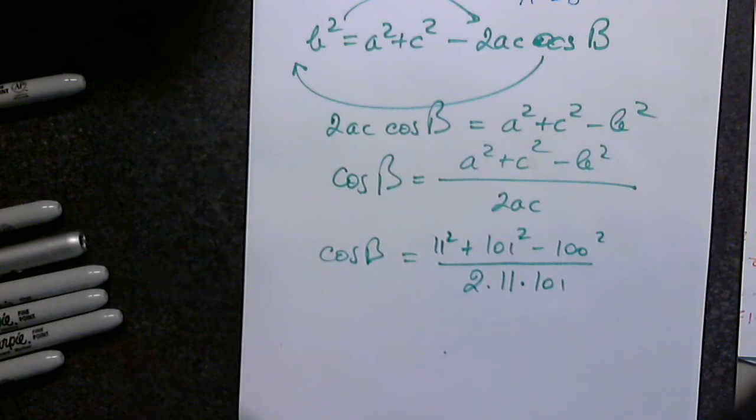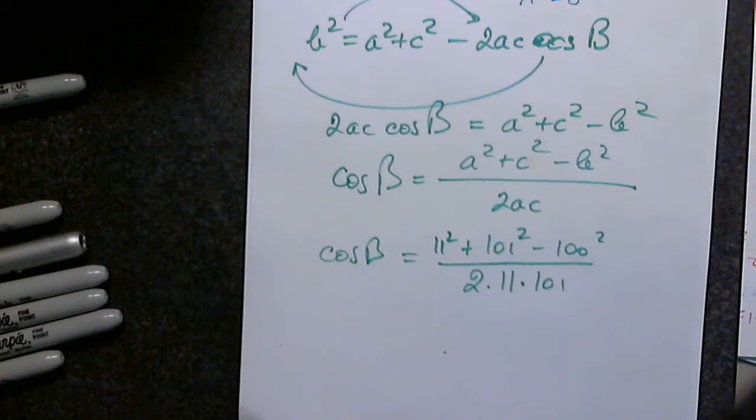Don't forget parentheses around the top. So 11 squared plus 101 squared minus 100 squared, close the parenthesis and divide in parentheses by 2 times 11 times 101. You must have parentheses around the top and parentheses around the bottom. So I got 0.1449. This is law of cosines.